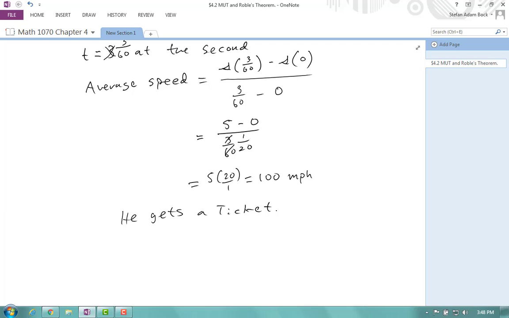So next time we're going to do 2 sections, which is 4.1 and 4.3, and we're going to talk all about how the shape of the graph of a function can depend on the derivative, or second derivative of the function.